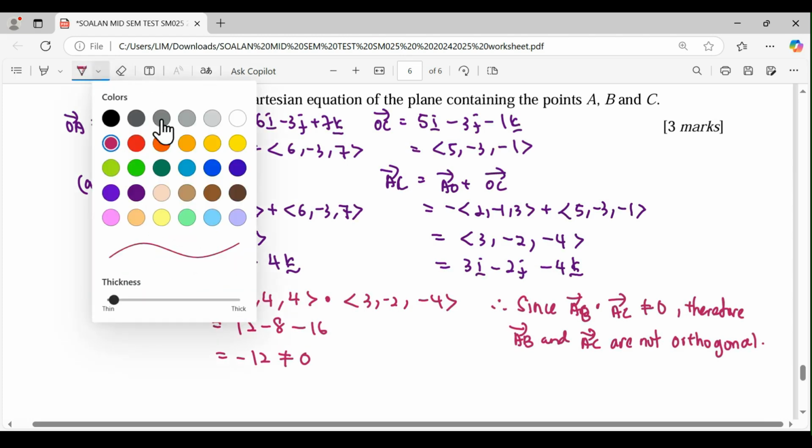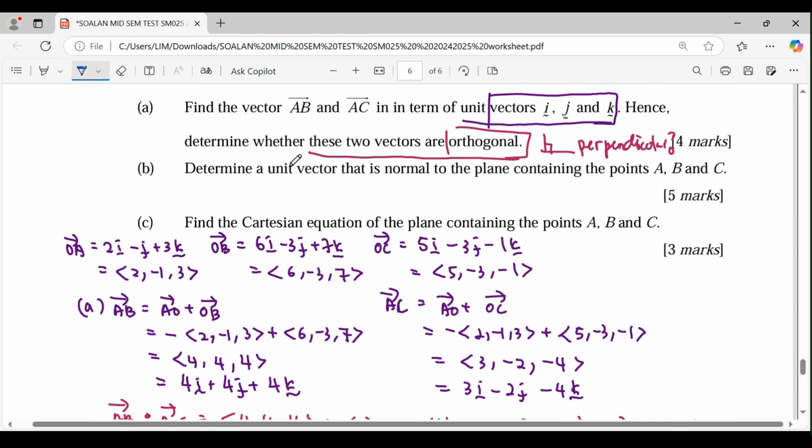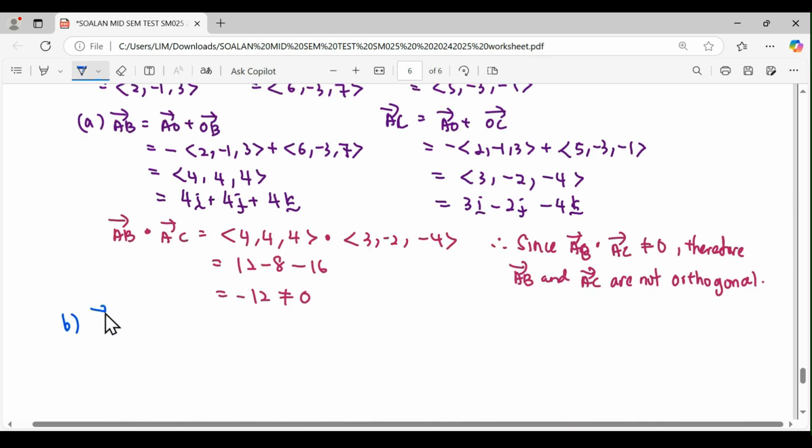So here we have our first part A, and we continue for the second part B. B is find out the unit vector. So the unit vector will be the vector over the magnitude, which is normal to the plane containing ABC. Which means that you want the normal vector, unit vector for the normal. To get the normal vector, we need our AB cross with AC.